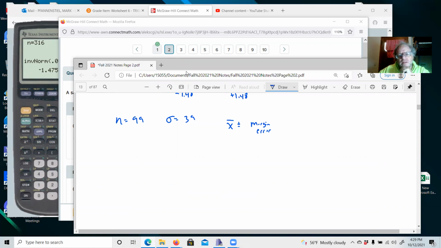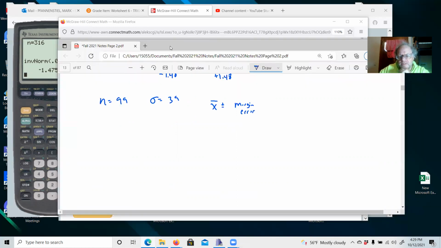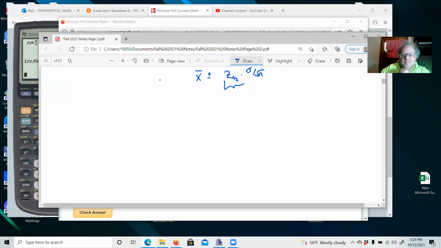So what we're going to have to do is use the formula x bar plus or minus z alpha over 2 times sigma divided by square root of n. Well, you know this and this. Now how do we get the confidence coefficient for 99%? Well, we just did that problem.